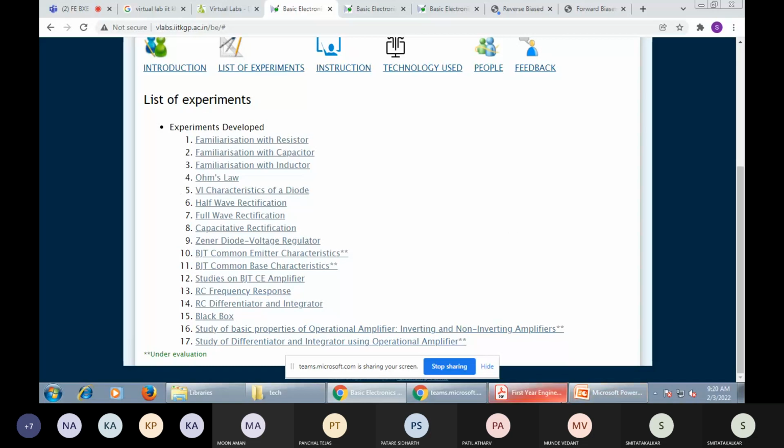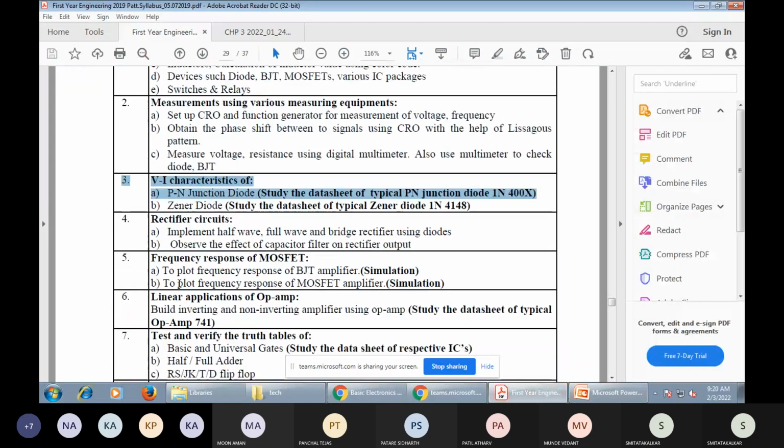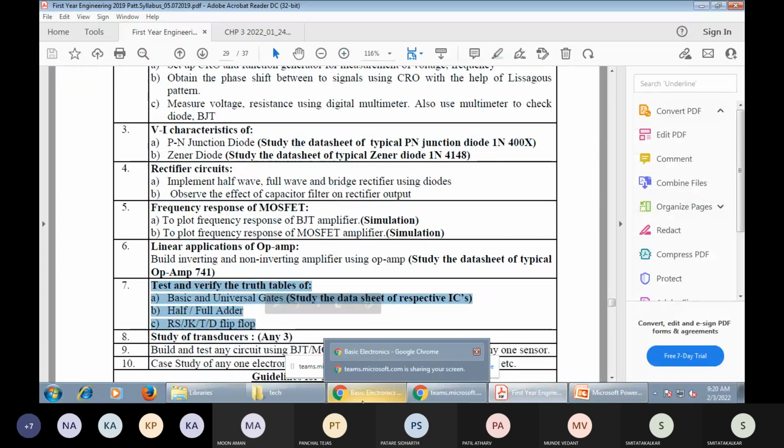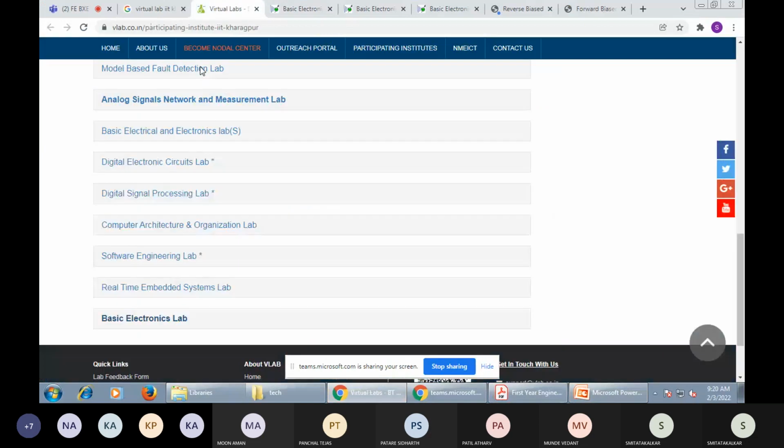And experiment number 7 is the remaining one. To state and verify the truth table, that is the experiment in digital circuitry. In the virtual laboratory, go to the digital electronics lab.